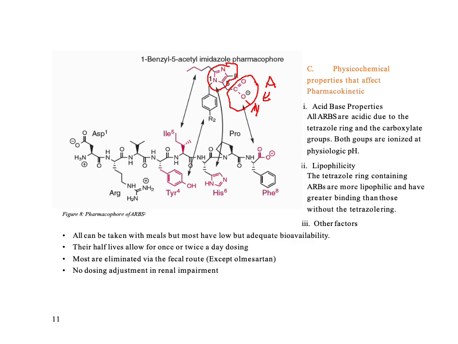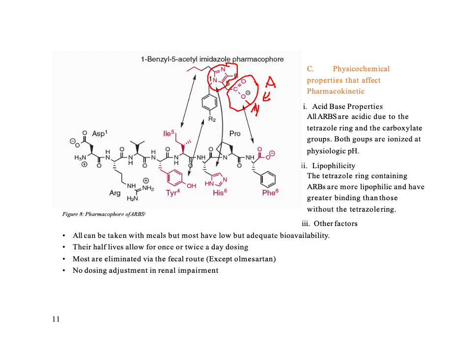Now, they have a certain amount of lipophilicity as well, because as you notice, not only do we have an aromatic side chain here, you also have an aliphatic side chain here. So the tetrazole ring containing ARBs are more lipophilic and have greater binding than those without the tetrazole ring. That's important to remember.